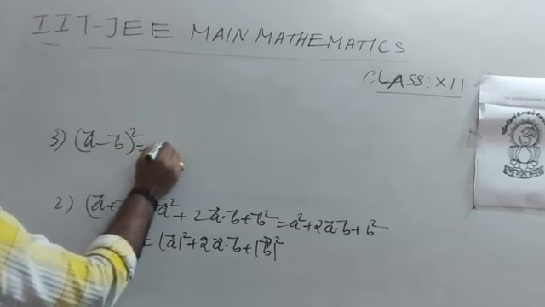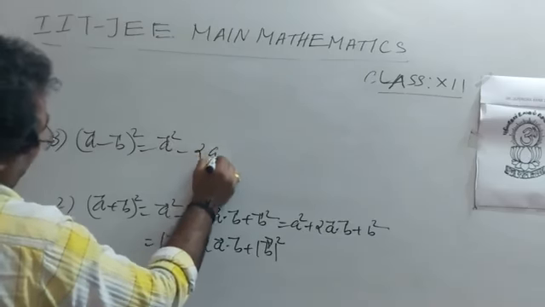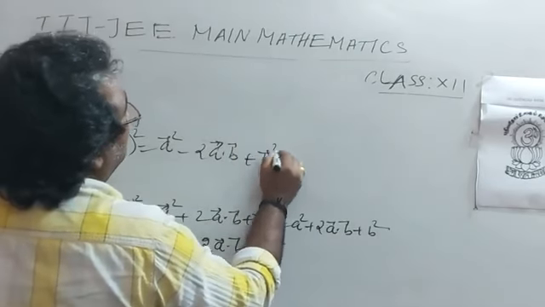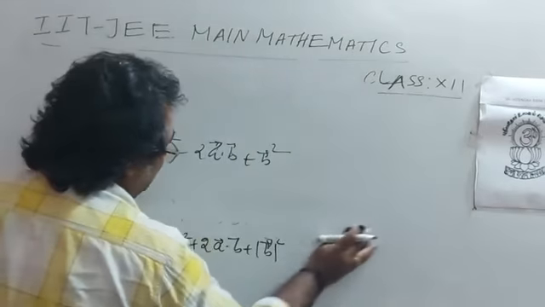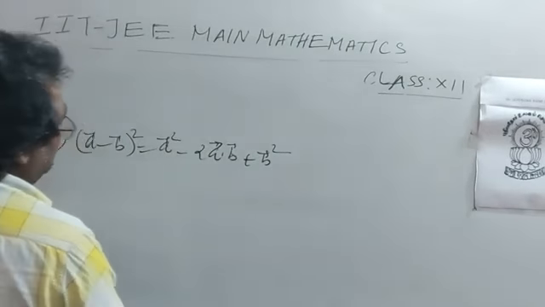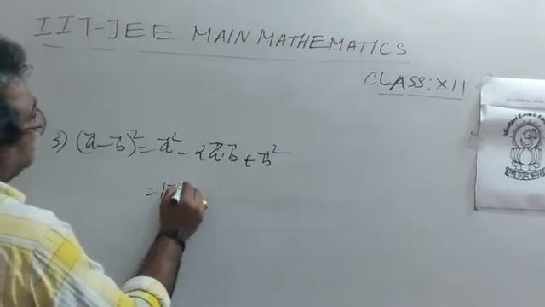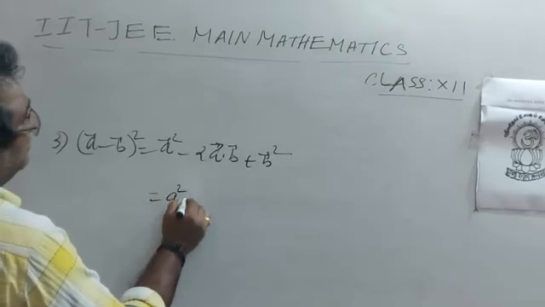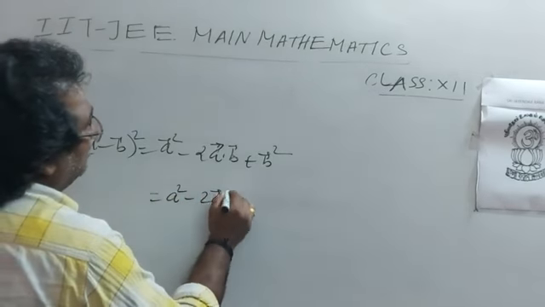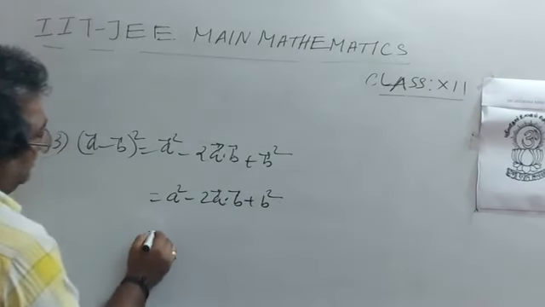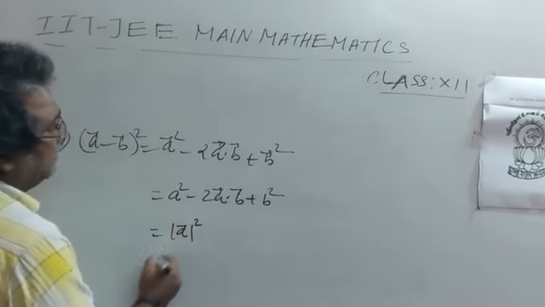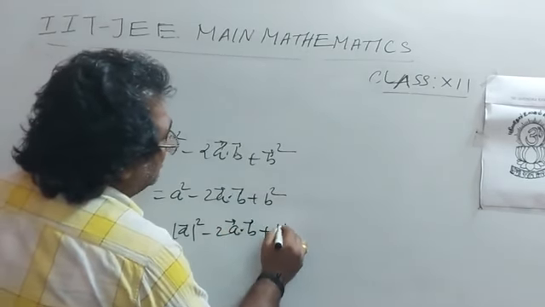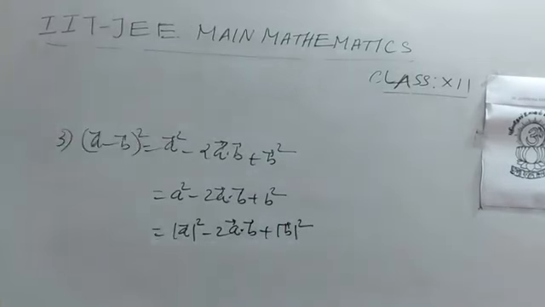A vector minus B vector whole squared equal to A vector squared minus 2 A vector dot B vector plus B vector squared. That is modulus A vector squared, or simply A vector squared means A squared, minus 2 A vector dot B vector plus B squared. That is modulus A vector squared minus 2 into A vector dot B vector plus modulus B vector squared.